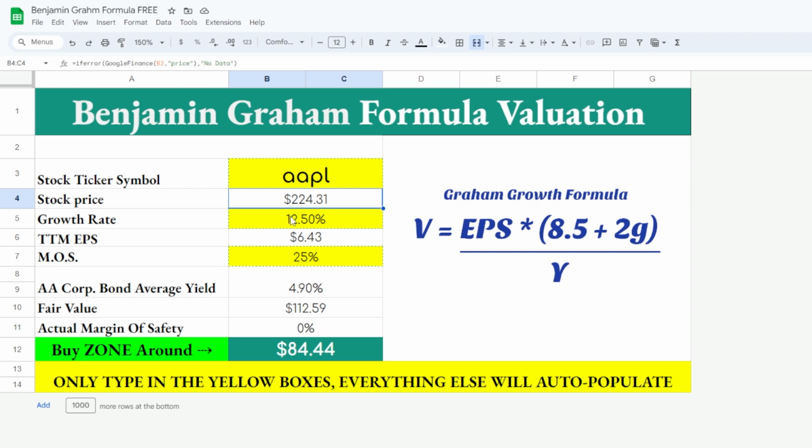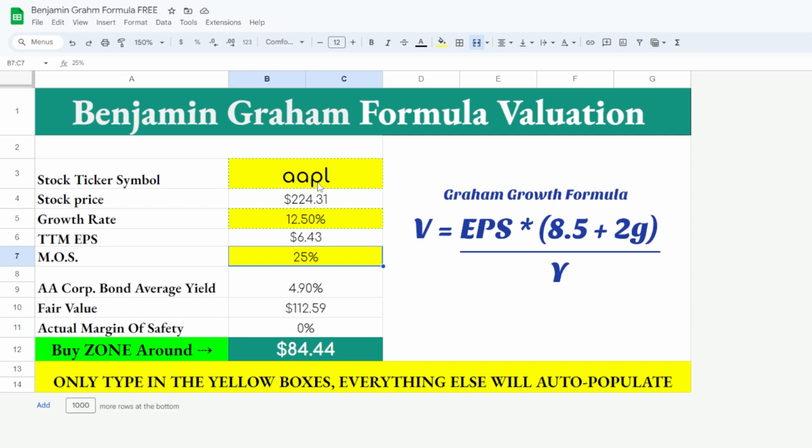And the only thing you have to worry about messing around with is the growth rate, which of course you can Google any growth stock's growth rate moving forward and try to get an idea. And of course MOS, the margin of safety, which as you move this percentage up or down, it's going to change where or where not a buy zone could potentially be.